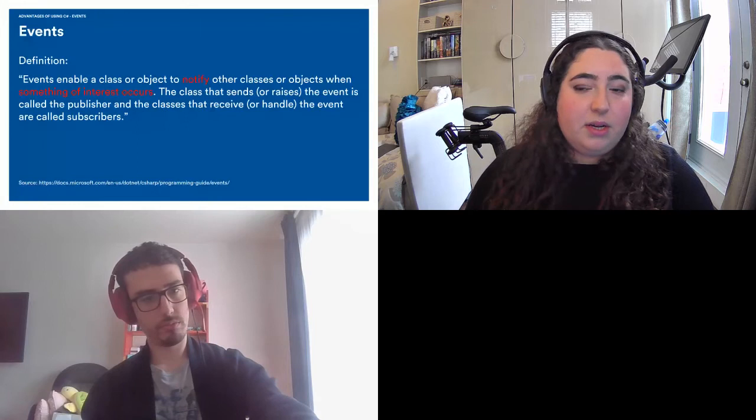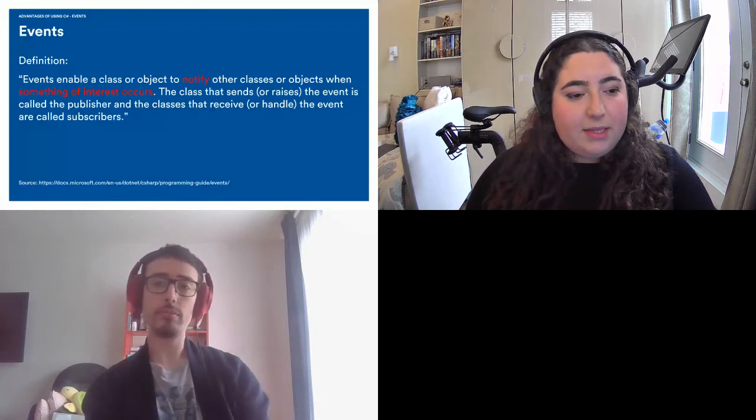Next, I want to go over some events. Events enable a class or object to notify other classes or objects when something of interest occurs. The class that sends the event is called the publisher, and the class that receives the event is called the subscriber. So here we have our event, which is based on a delegate. This would be what our publisher class looks like. And then if we have our subscriber, we have our event handler.